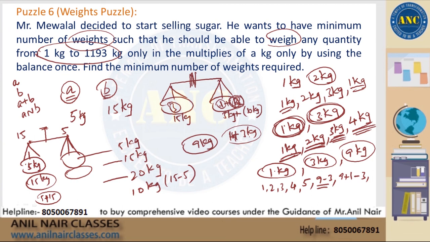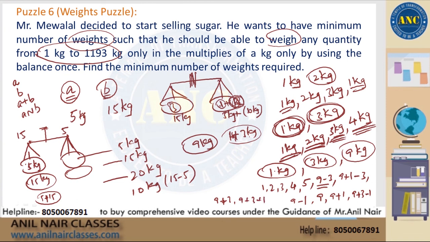Now if I want 8, what will I do? I'll simply do 9 minus 1. If I want 9, I'll just use 9. If I want 10, I can do 9 plus 1. Brilliant. If I want 11, how will I do 11? I can do 9 plus 3, which is 12, minus 1, which takes care of 11. If I want 12, it will be nothing but 9 plus 3. If I want 13, it will be 9 plus 3 plus 1.